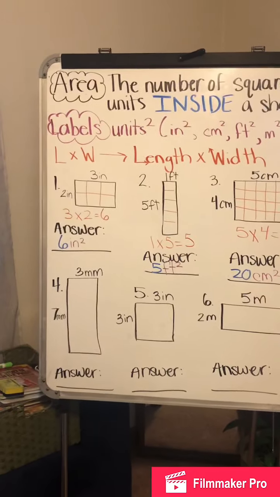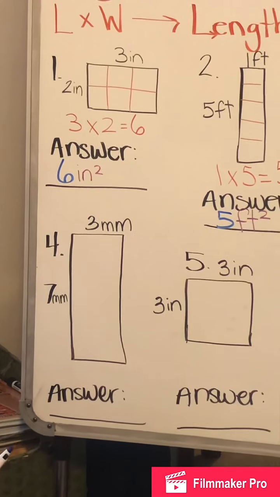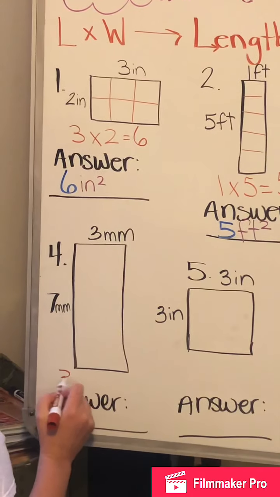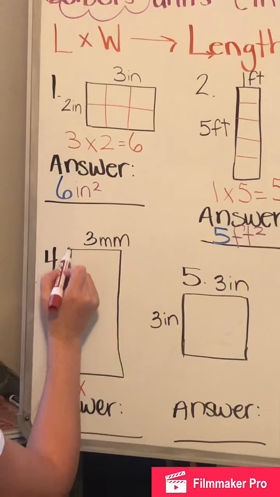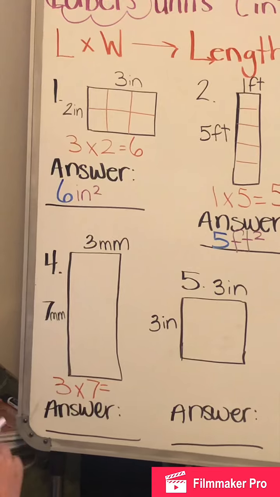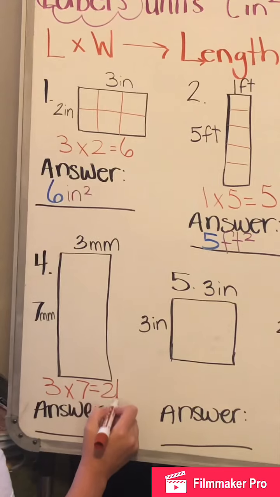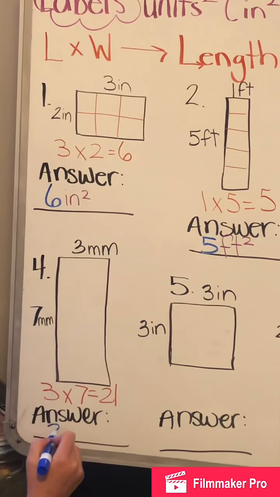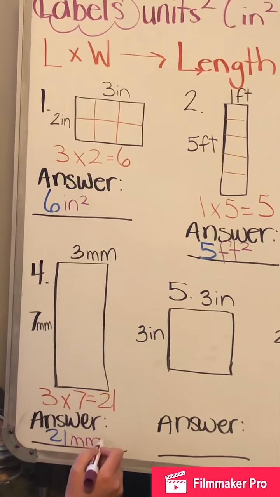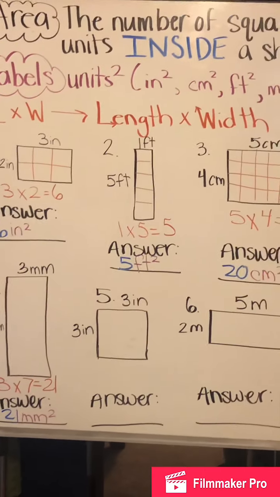Okay, now we're going to come down to number 4. I'm no longer going to be drawing the boxes on the inside. We're going to have to just use length times width to solve. So my length is 3 times my width here, which is 7. 3 times 7, if we skip count by 7, 7, 14, 21 is 21. So we're going to have 21, and we have mm here. Our label is going to be millimeters, and I need that square symbol. Nice job.